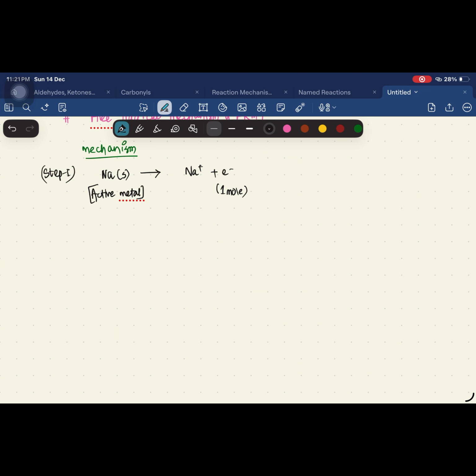Now let us write step number 2. In step number 2, this electron will combine with any substrate we have taken, that is CH3Cl. Obviously, there is an electronegativity difference between chlorine and carbon. Chlorine is delta negative and carbon is delta positive. So chlorine will take up the electron and convert into Cl-. And now this electron is going to attack the carbon, so that it will form the corresponding free radical. So from here we got the free radical of CH3.